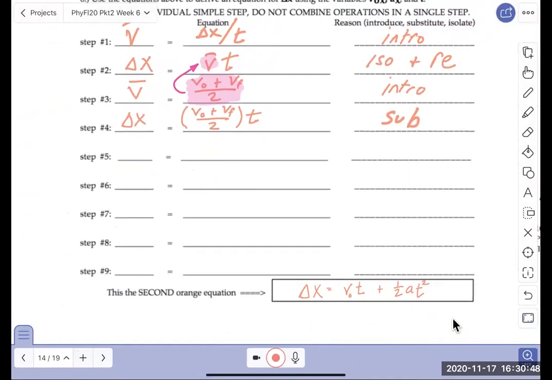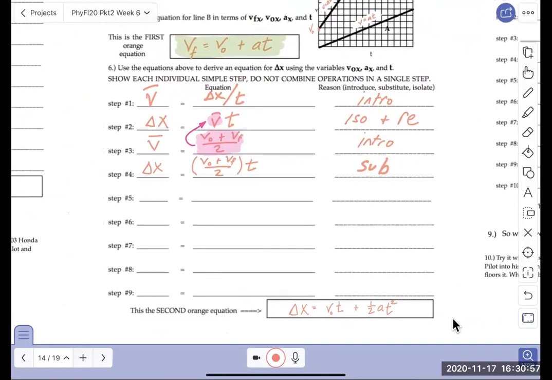Anybody got a suggestion? How can I kick out? When you're trying to kick something out, you got to do a sub. So what's my equation I need to introduce now so I can get rid of that V final? Also, I don't have A either. I want to get my buddy A in there. V final equals V naught plus AT.